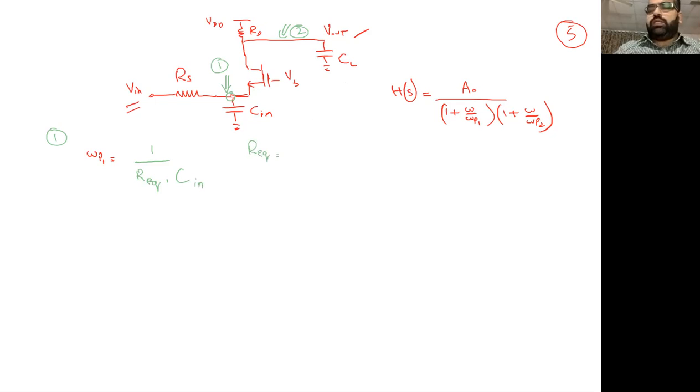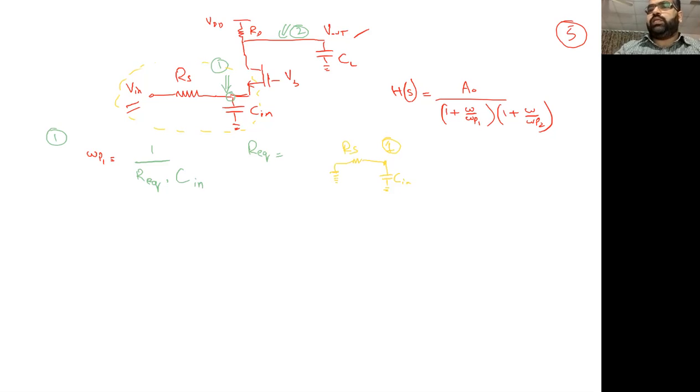So R equivalent is equal to what? We have this point as AC ground. If I just want to mimic this point, ultimately this is the node. Again, this is the one node which I'm writing. One. So here the capacitance is C in. We have here RS, and here this is an AC ground again. Okay, so this is a small signal. This is going to be an AC ground.